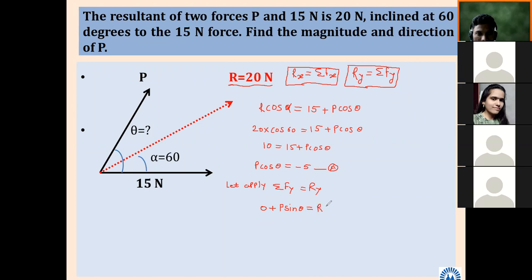R sin or cos? Sin. R sin theta, because we are going to take alpha. I will write here alpha, not theta, alpha. So the value of R is how much? 20 Newton, 60. Calculate this. So what will be the value of T sin theta? 17.32 Newton.